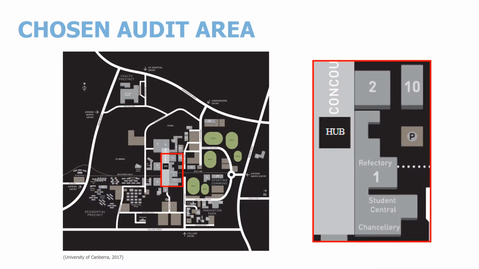The chosen area for the audit was option 2, which encompasses buildings 1, 2 and 10 and also includes the concourse. This area is one of the most central locations at the university and is a main thoroughfare to other buildings on campus.